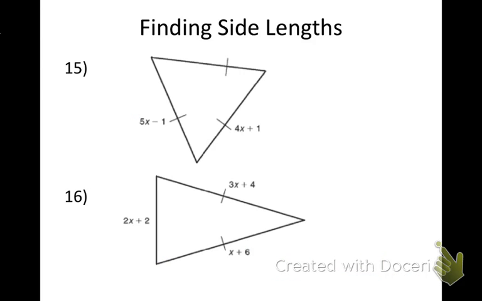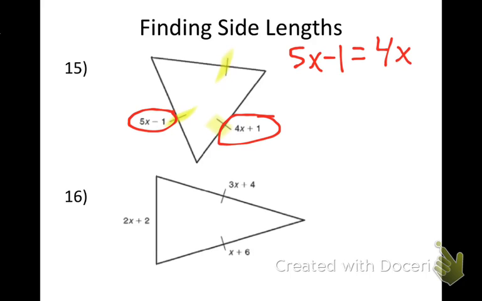All right. Last but not least, we're going to find some side lengths here. As I look at number 15, first of all, what type of triangle is number 15, Tyler? That is equilateral. They're all the same. So what am I going to do with this 5x minus 1 and this 4x plus 1? To solve for x, I need to do what, Troy? Set them equal to each other. 5x minus 1 equals 4x plus 1.